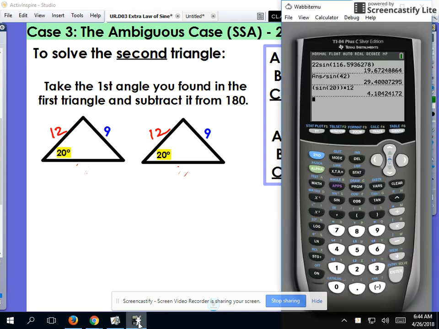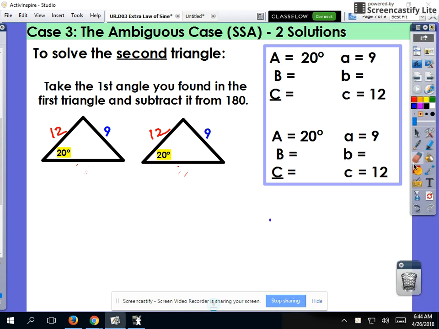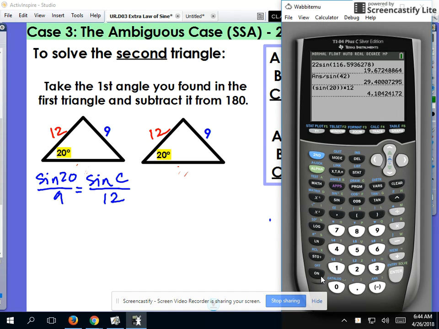All right, I'm going to work with you. So remember what we do first is we set up our proportionality. So sine of 20 over 9 equals sine of C over 12. And we're able to solve that. So that gives us 12 times sine of 20 divided by 9, arc sine of the angle. So 27.1.